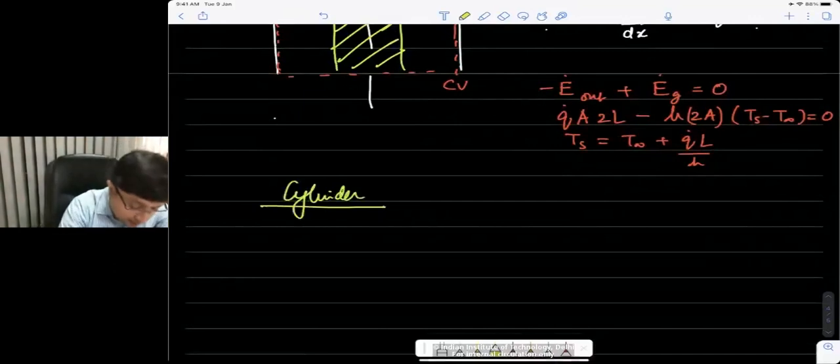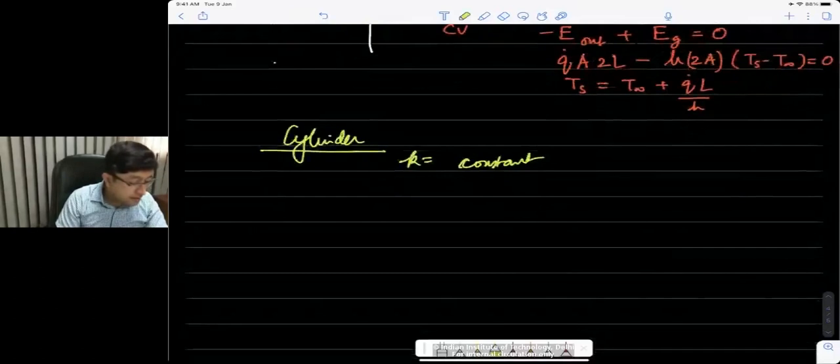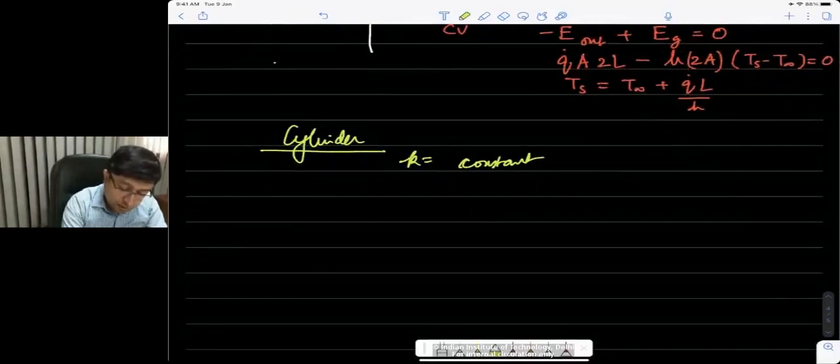So in the case of a cylinder, again, we assume, let's say, the thermal conductivity is constant, and Q dot is again a constant. So I'm not going to worry about spatially varying heat generation. We can work out those problems. It's not very difficult, but let's say for the simplest possible case, this is the problem that we're trying to work out. This case is slightly interesting, and I'll show you why.